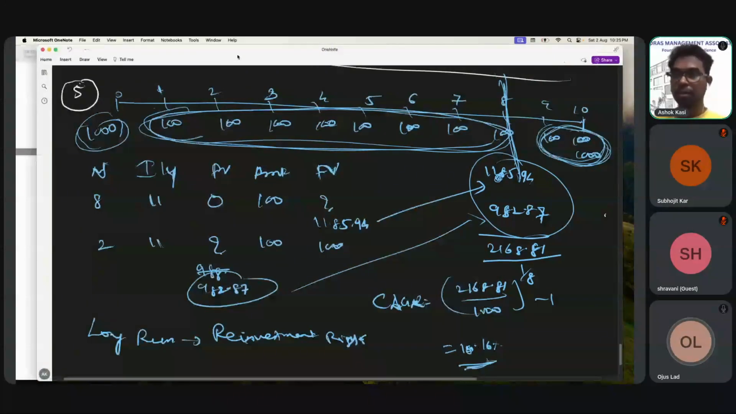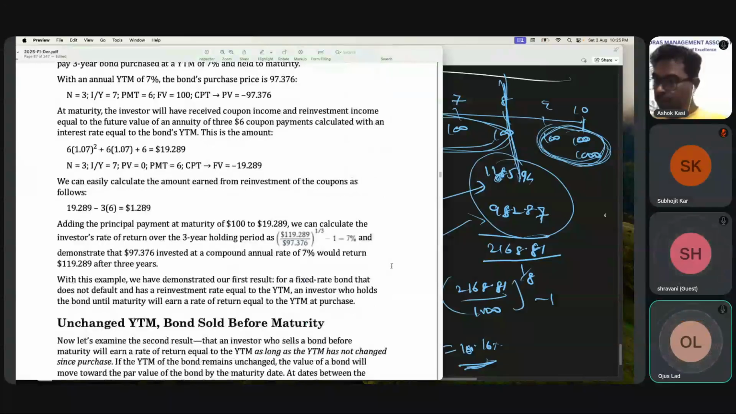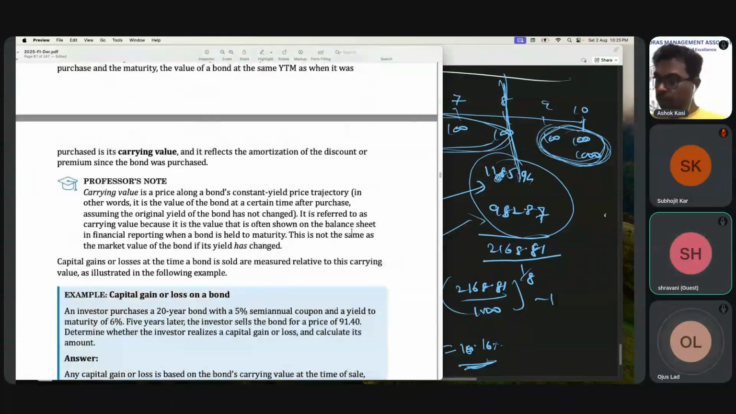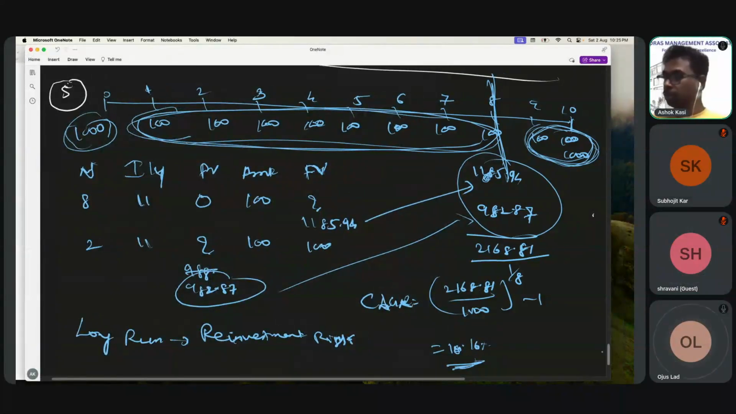Is it fine till here? Yes, sir. So this is what this topic is all about. I think now I can stop here. It's a very, very important one, so please practice this very well.